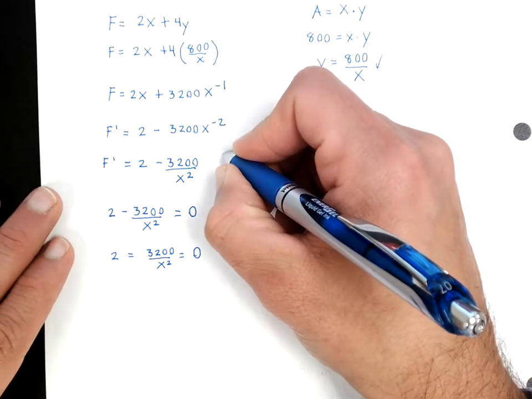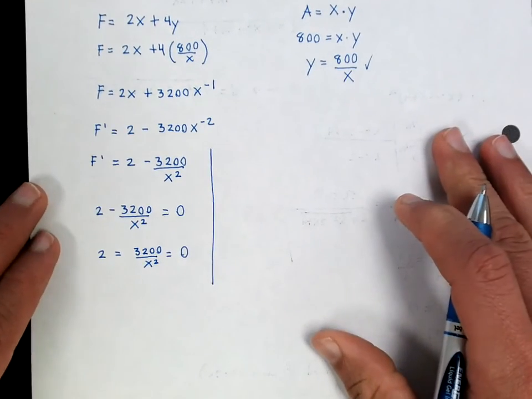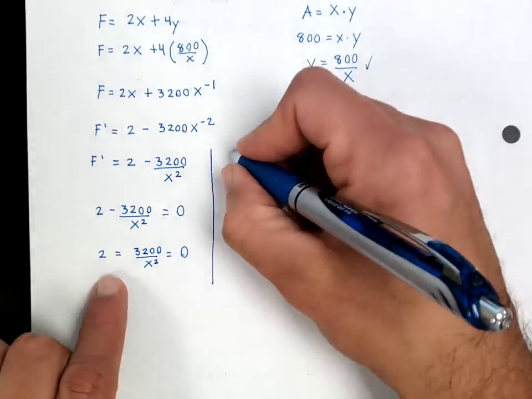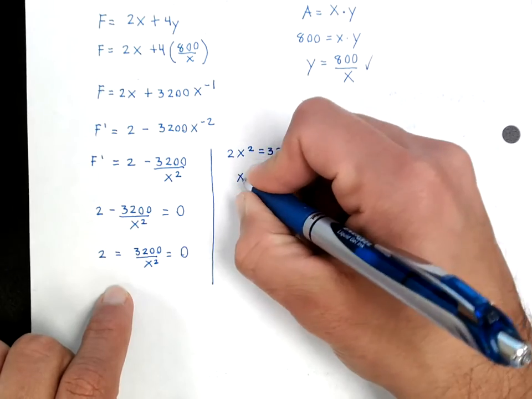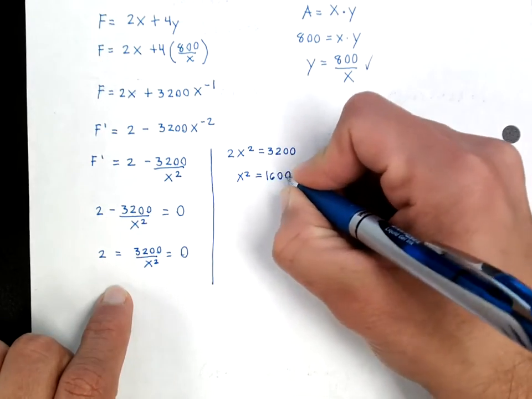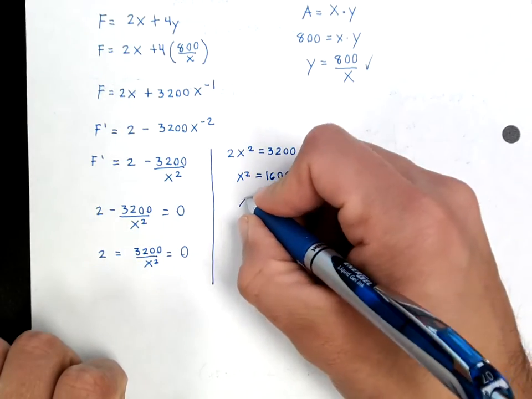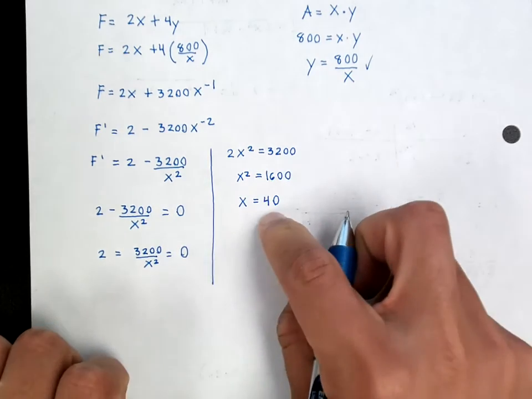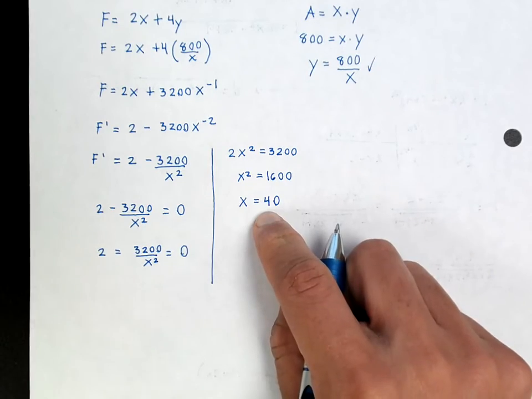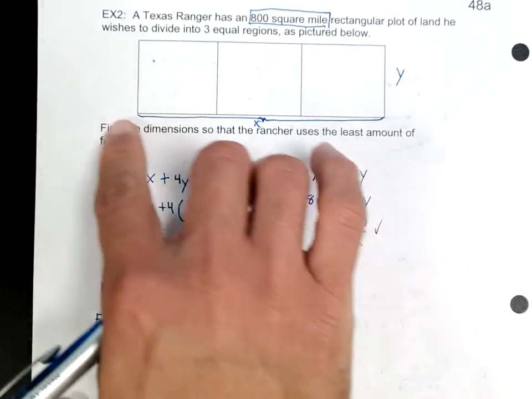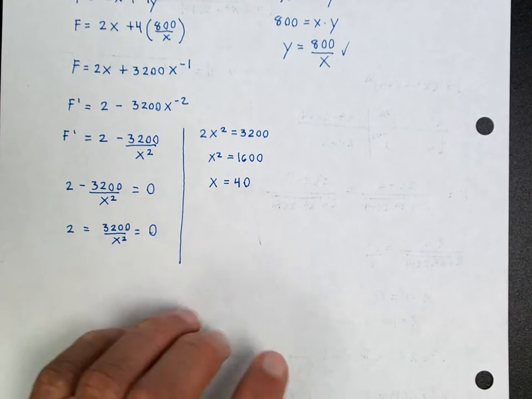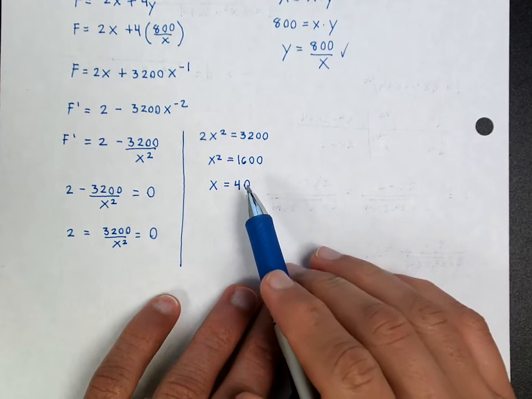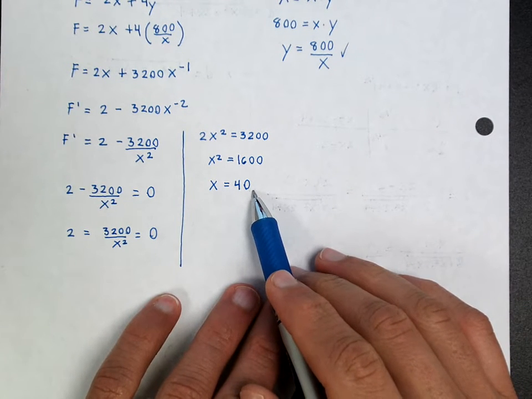I'm going to cross multiply, so I get 2x squared is equal to 3200. So x squared is equal to 1600, and I'm going to take the square root. I'm only going to take the positive because x is a distance. X actually represents the length, if you will, of this fence. So therefore, I'm only going to take the positive, not the negative. Now that I have that, I'm going to grab this and plug it back into the original to figure out the rest.